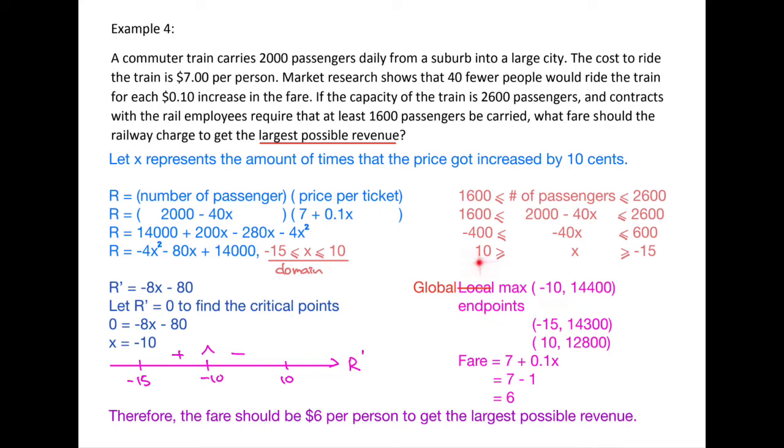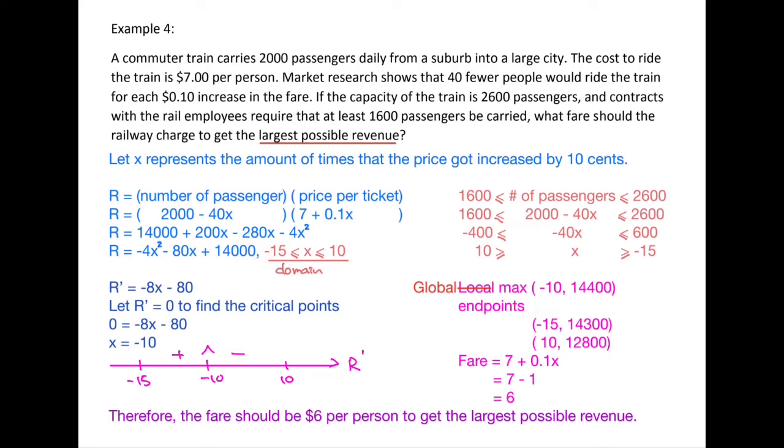So it becomes 10 ≥ x ≥ -15, and this is our domain. Now we have the equation and we have the domain, so we're ready to differentiate. And once again, we expand it to make it easier to differentiate.